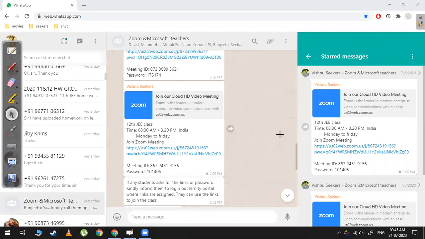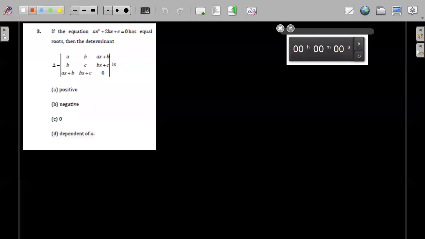Just wait. Okay. So we were solving some previous year questions. Same thing which we'll do today. So this is a question given. I'll give you 2 minutes. This was a JEE Mains question. So let's start. Solve this question.